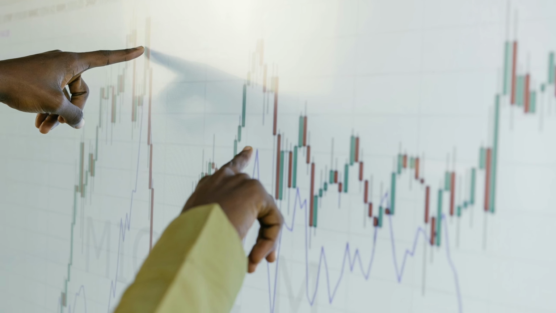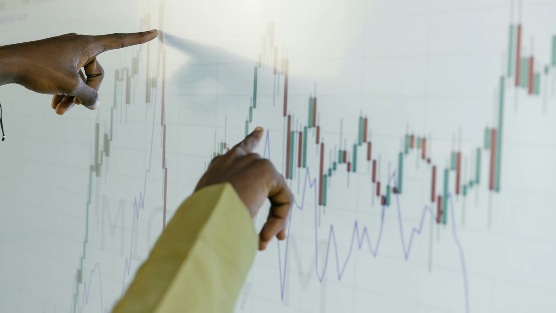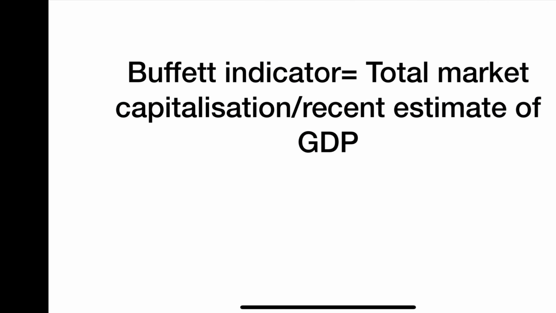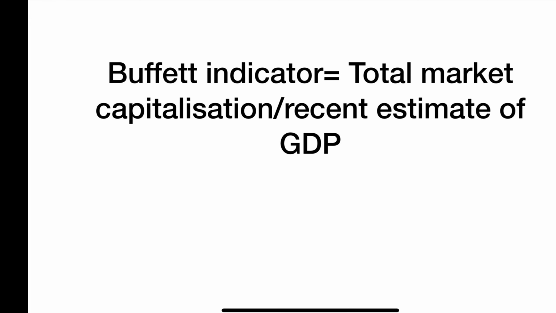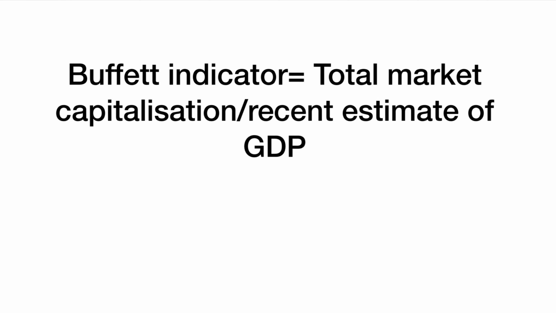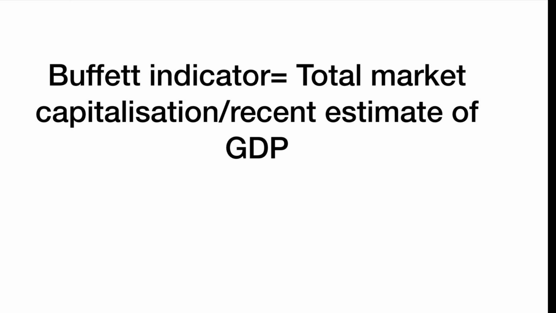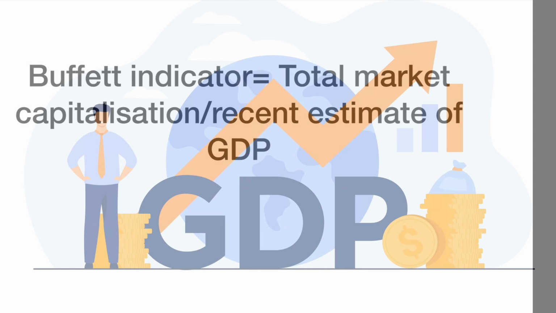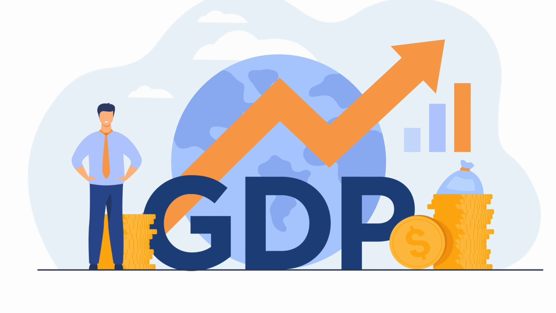If we look at the calculation of the Buffett Indicator, it is calculated by dividing the total market capitalization of all publicly traded companies by the country's GDP. So, it uses the recent quarterly estimate of gross domestic product.